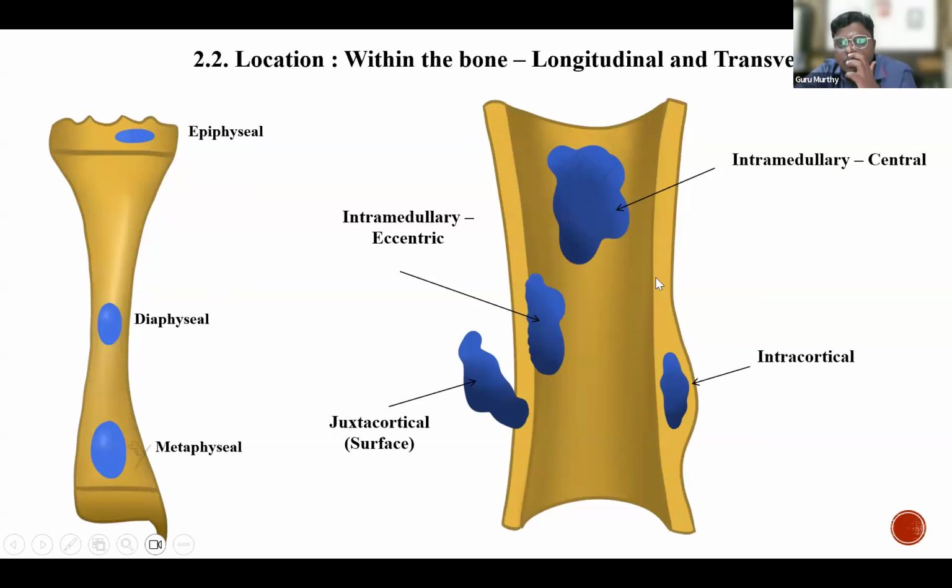The other one is localization in the transverse axis. If you cut open a bone, and the lesion is located in the center of the medullary cavity, it is known as a central medullary lesion. And if it is off the midline, in the left or lateral aspect, you call it an eccentric intramedullary lesion. If it is purely epicentered in the cortex, you call it an intracortical lesion. And if it is on the surface, you call it a juxtacortical surface neoplasm.